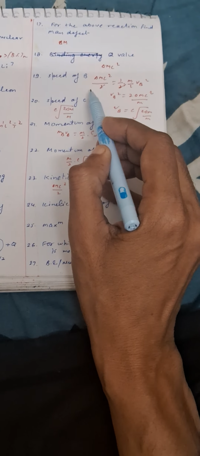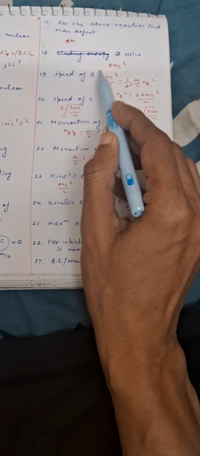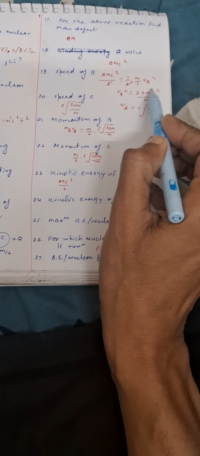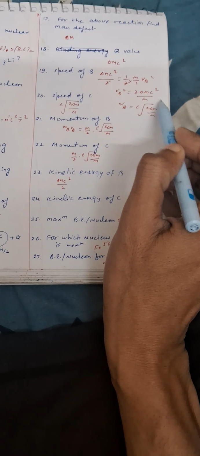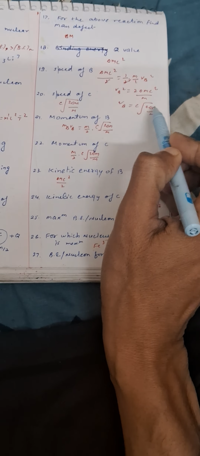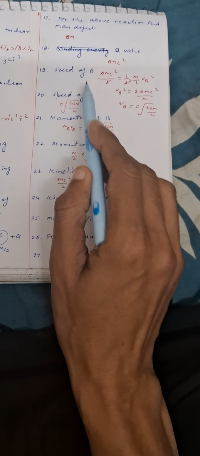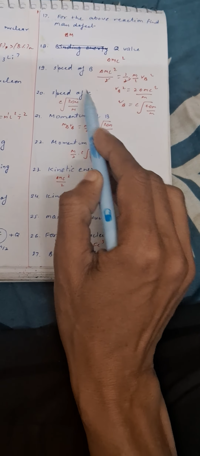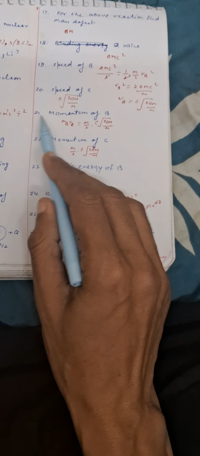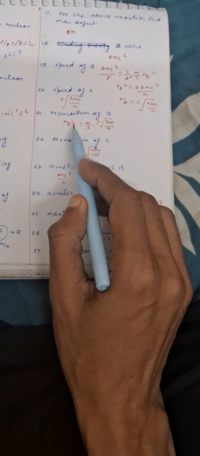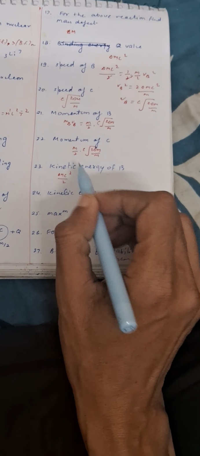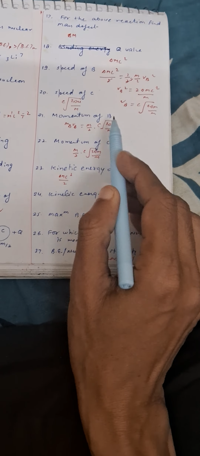Next is the speed of B. We can say that half of the energy will provide kinetic energy to B. After calculations, the speed of B comes out to be c √(2Δm/m). Next is the speed of C. Both are symmetrical, so the speed of C will also be the same. Next is the momentum of B. Momentum is mass into velocity. Similarly for the momentum of C, as both are symmetrical, both have equal momentum in magnitude.